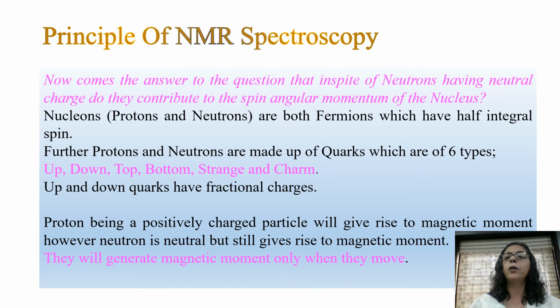Nucleons are both fermions which have half integral spin, and further these neutrons and protons are made up of quarks, and specifically the protons and neutrons are made up of up and down quarks. The proton being positively charged particle will give rise to magnetic moment. However, the neutron is neutral but still contributes to the magnetic moment of the nucleus. Why and how?